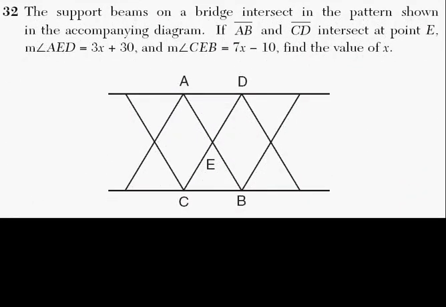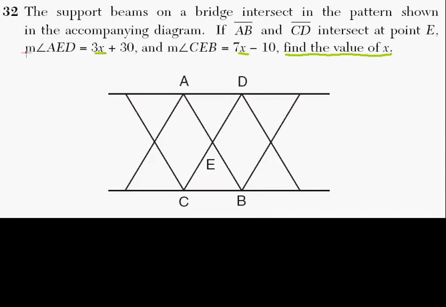The next question, number 32, says the support beams on a bridge intersect in the pattern shown in the accompanying diagram. If AB and CD intersect at point E, and the measure of AED is 3x plus 30, and the measure of CEB is 7x minus 10, find the value of x. So we're looking for this value of x, and x is coming from these two expressions here, and these two expressions are relating measures of angles.